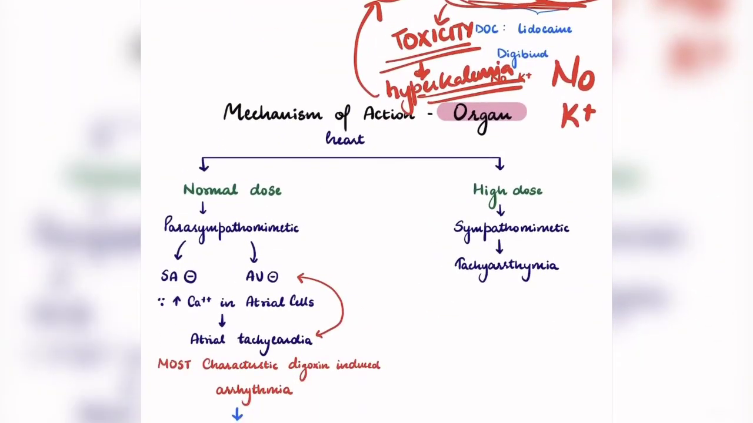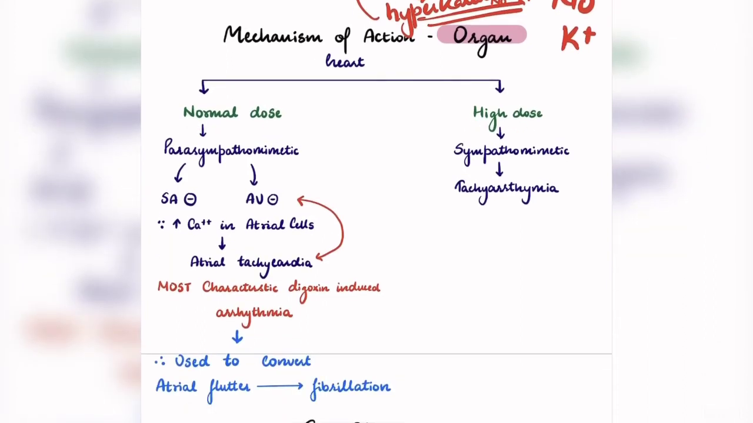Now moving on to the next part, mechanism of action on the basis of organ. So the organ that it affects is the heart. Now we have two scenarios, normal dose and high dose. I'll talk about high dose first. When you give digoxin in high dose, it acts as a sympathomimetic. That means it pushes the sympathetic system. That means it causes tachyarrhythmia. In normal dose, it causes a parasympathomimetic effect.